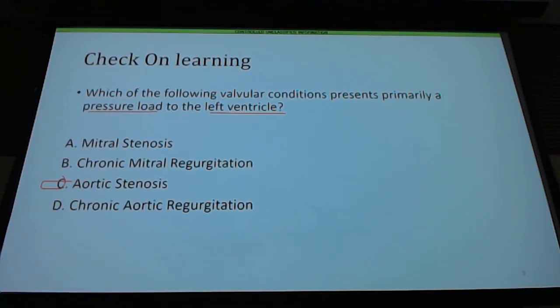So mitral stenosis is a pressure problem for the left atrium, not the left ventricle, so that's why that one is wrong. Mitral regurg as well as aortic regurg are volume problems, right? So that's why those two are not correct answers. So it leaves us with aortic stenosis. And remember, in aortic stenosis a lot more pressure has to be exerted in order to open that valve up to allow blood to leave the left ventricle. So that's why aortic stenosis is a pressure load problem.